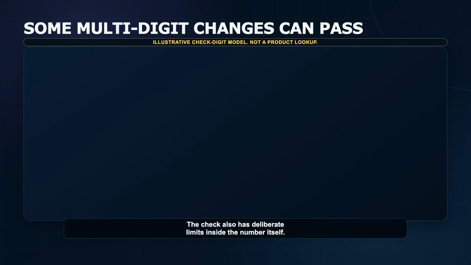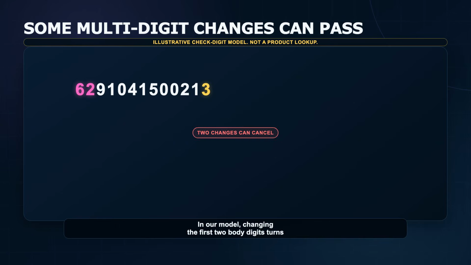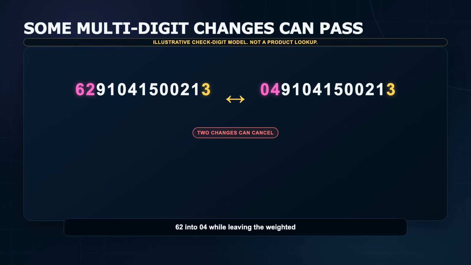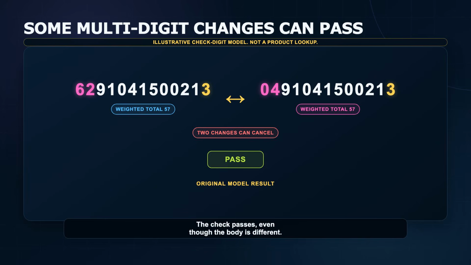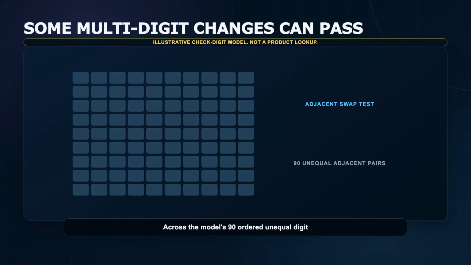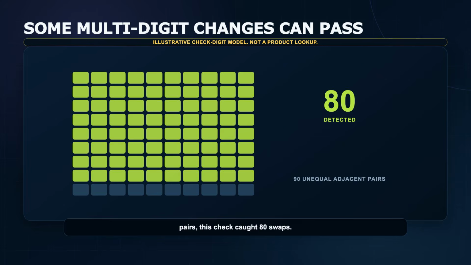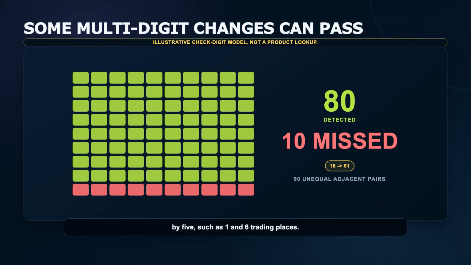The check also has deliberate limits inside the number itself. 2 changes can offset each other. In our model, changing the first 2 body digits turns 62 into 04, while leaving the weighted total at 57 and the final 3 valid. The check passes, even though the body is different. Adjacent swaps reveal another boundary. Across the model's 90 ordered unequal digit pairs, this check caught 80 swaps. It missed 10, all involving digits that differed by 5, such as 1 and 6 trading places. Compact checks trade certainty for speed and simplicity.